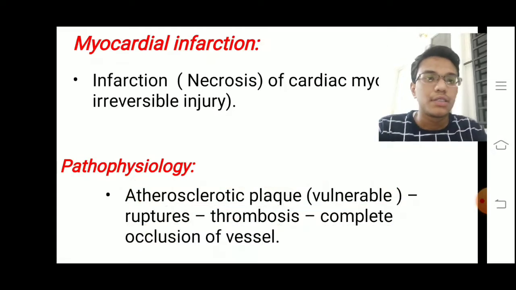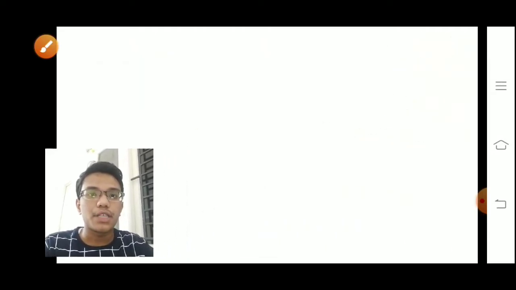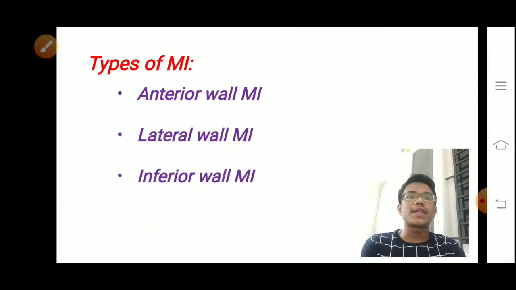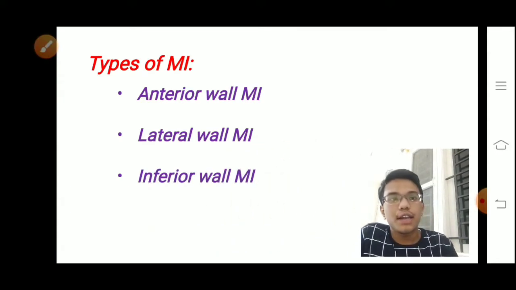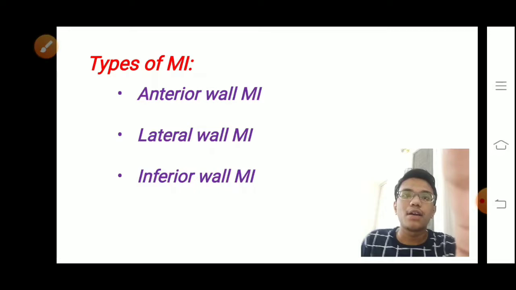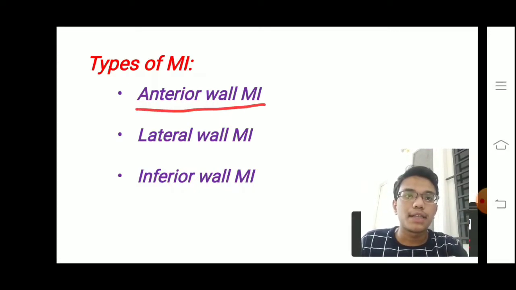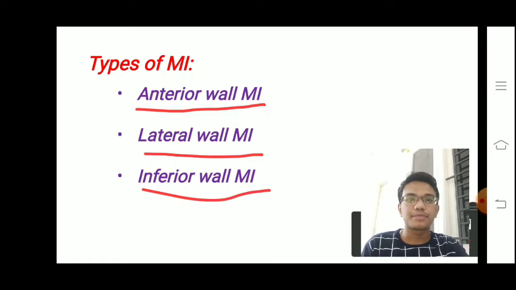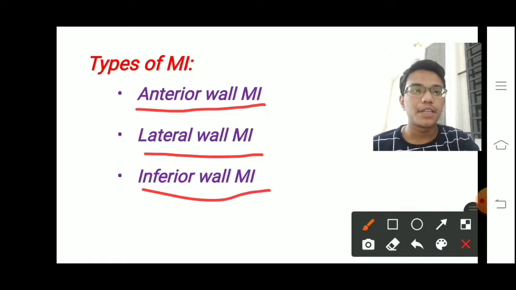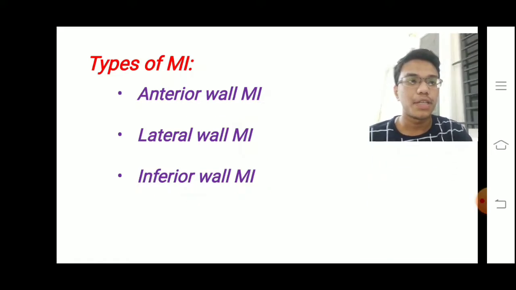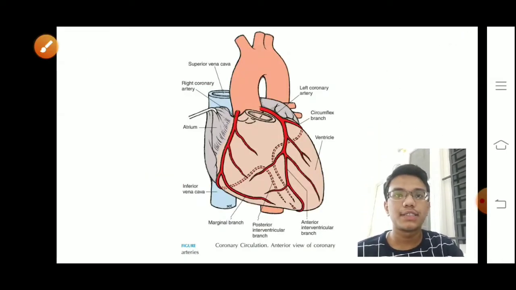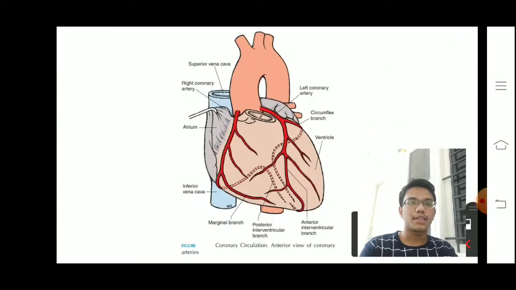Okay, now we have learned about the pathophysiology in detail. Now coming to the types of MI, myocardial infarction, there are actually 3 types of MI. One is the anterior wall MI, lateral wall MI, and the third one is inferior wall MI. There are 3 types. Let me tell you in 1 minute. Yeah, so this is the anatomy part I will be telling now.